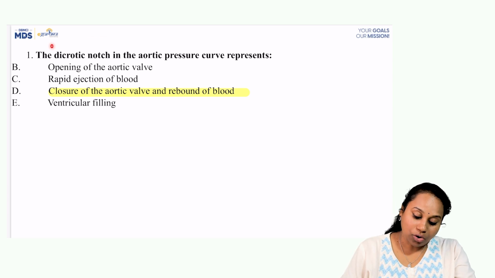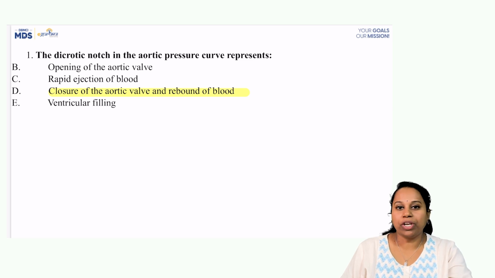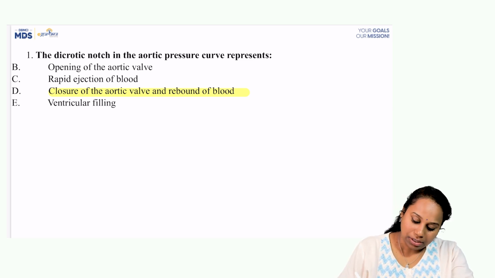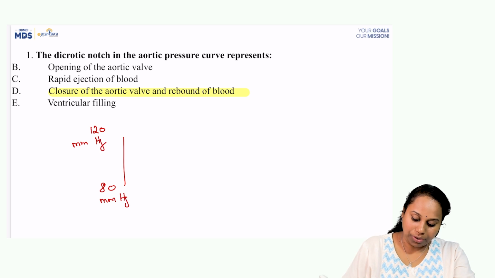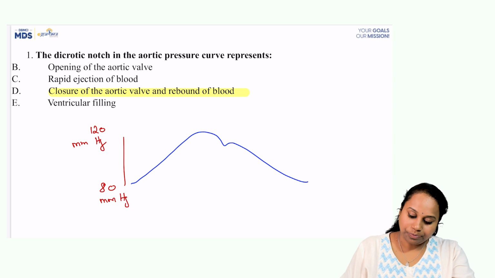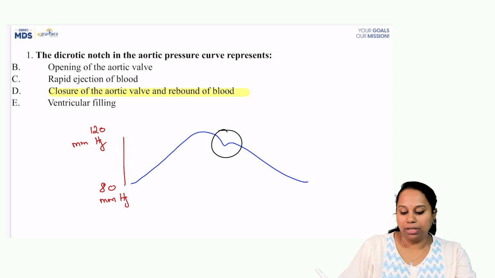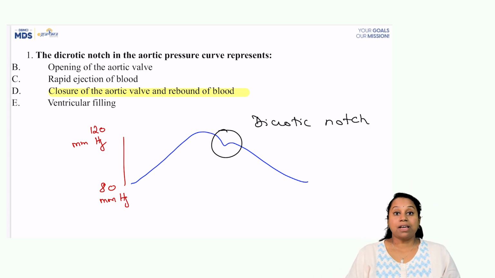The dichrotic notch in aortic pressure curve represents. The question is about the cardiac cycle. When you draw the aortic pressure curve, it goes from 80 millimeter of mercury to 120 millimeter of mercury, and the curve goes like this, and this structure where you see a small notch-like structure is called the dichrotic notch. This is the aortic pressure curve.